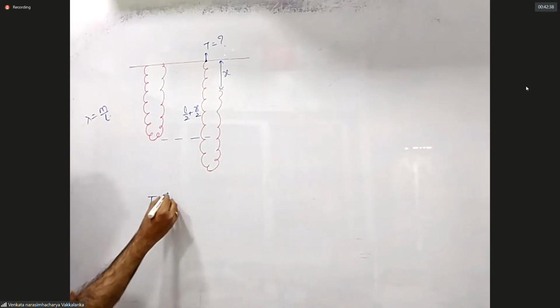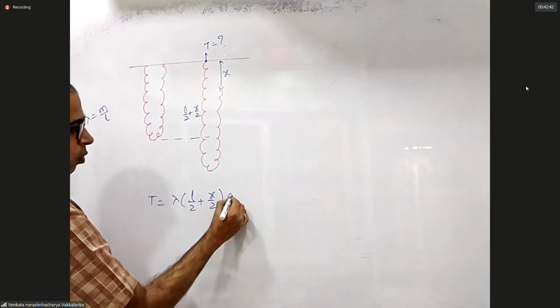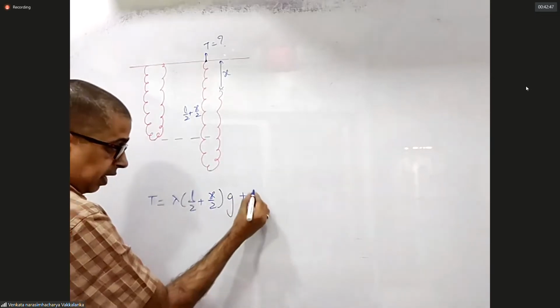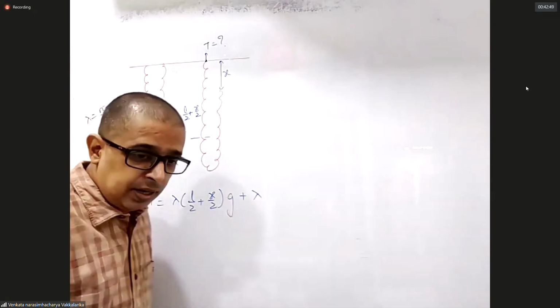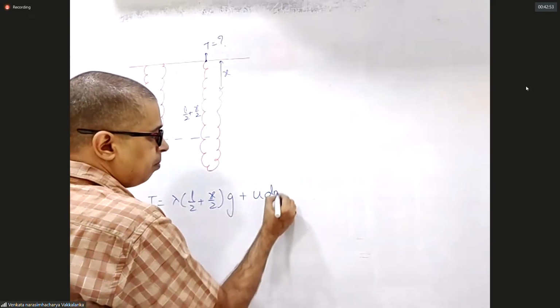So tension will be equal to lambda times L by 2 plus x by 2 into g. This is the weight of the chain here. Plus lambda u dm by dt.